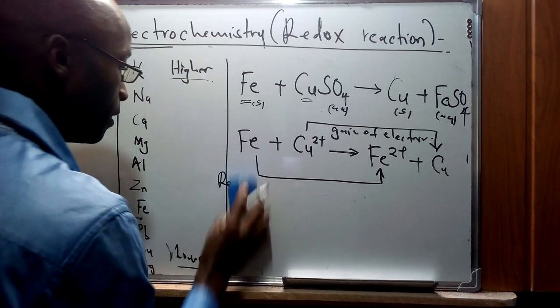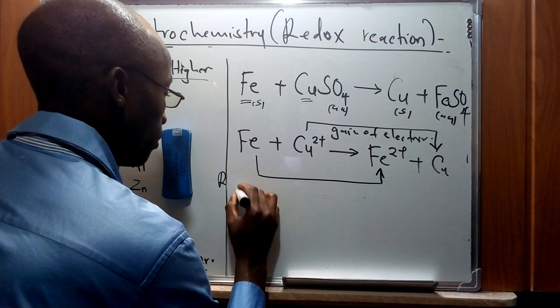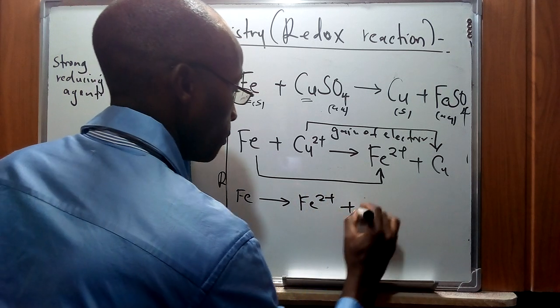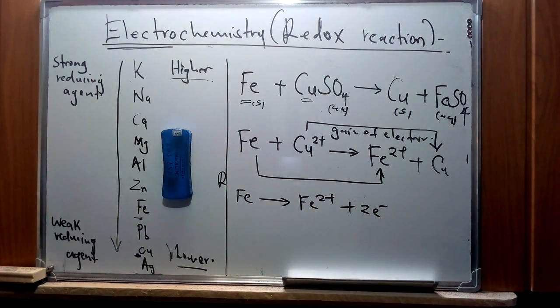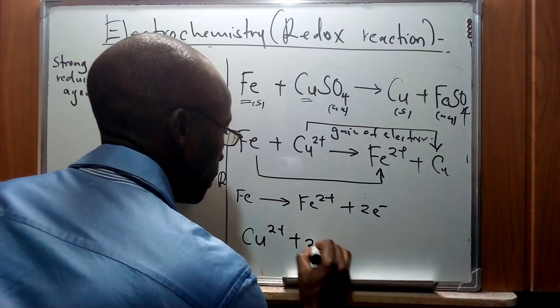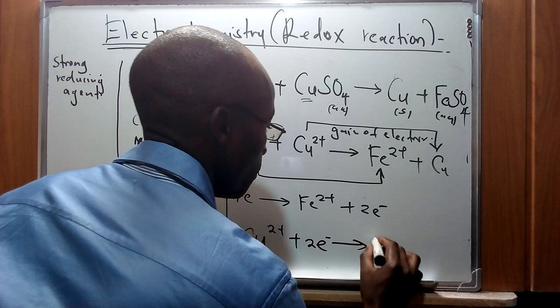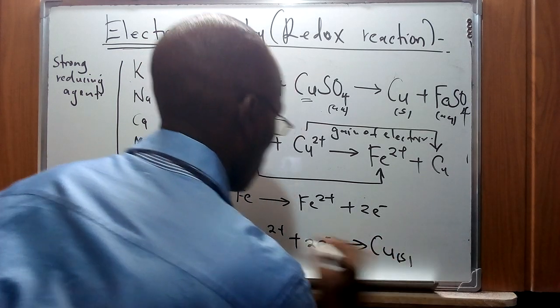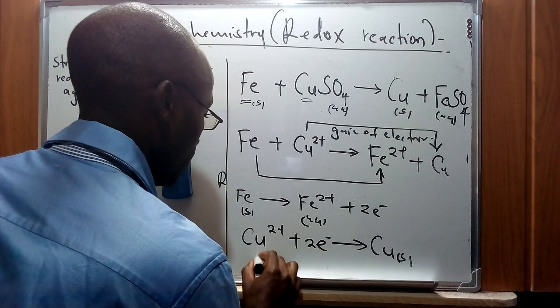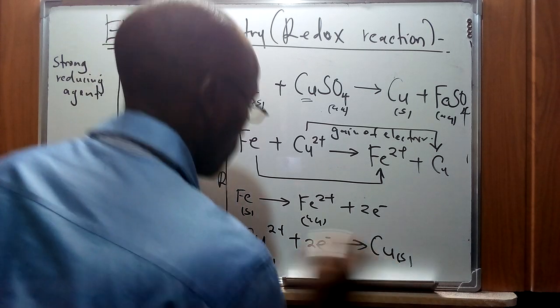So for iron, it's going to undergo oxidation, whereby it's going to form iron 2 ions plus 2 electrons, like that. It's going to lose 2 electrons. Now copper is going to gain 2 electrons to form copper. So this is solid, this is aqueous, going to form a solid.